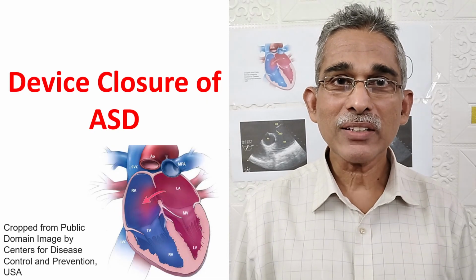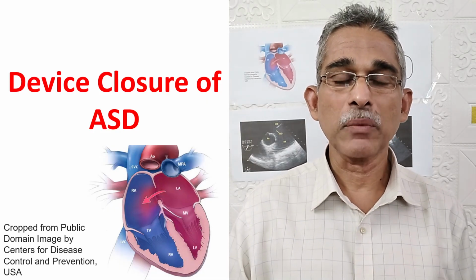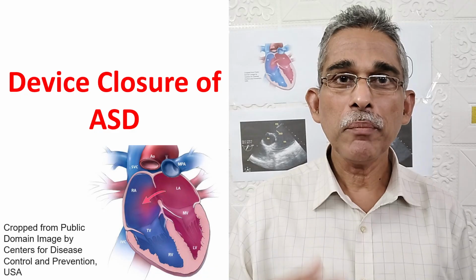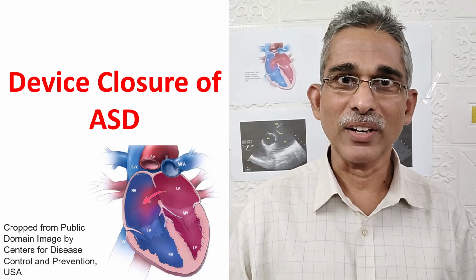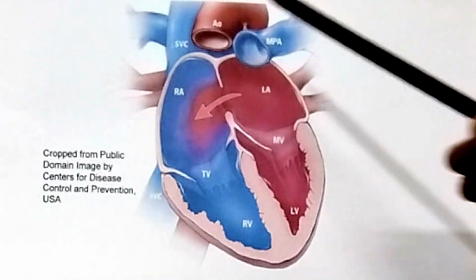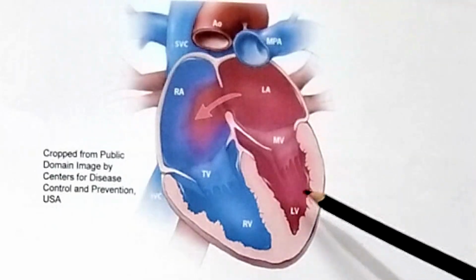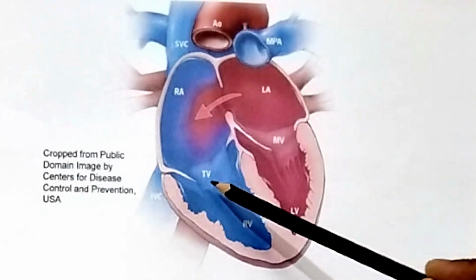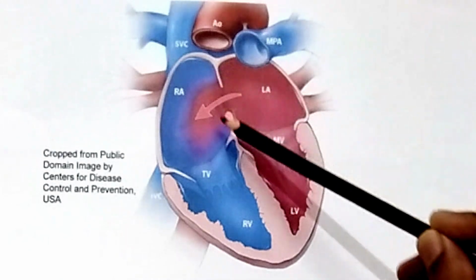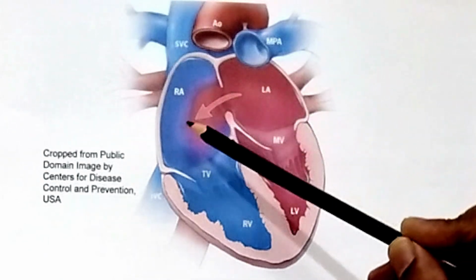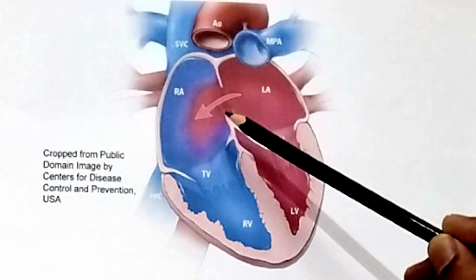Before going into device closure, we learned a little bit about different types of atrial septal defects and viewed a few images on transesophageal echocardiogram as well. This is the right atrium, left atrium, superior vena cava, aorta, main pulmonary artery. Mitral valve, left ventricle, right ventricle, tricuspid valve, interventricular septum, and this is the defect in the interatrial septum, depicting the left to right shunt across the interatrial septal defect.